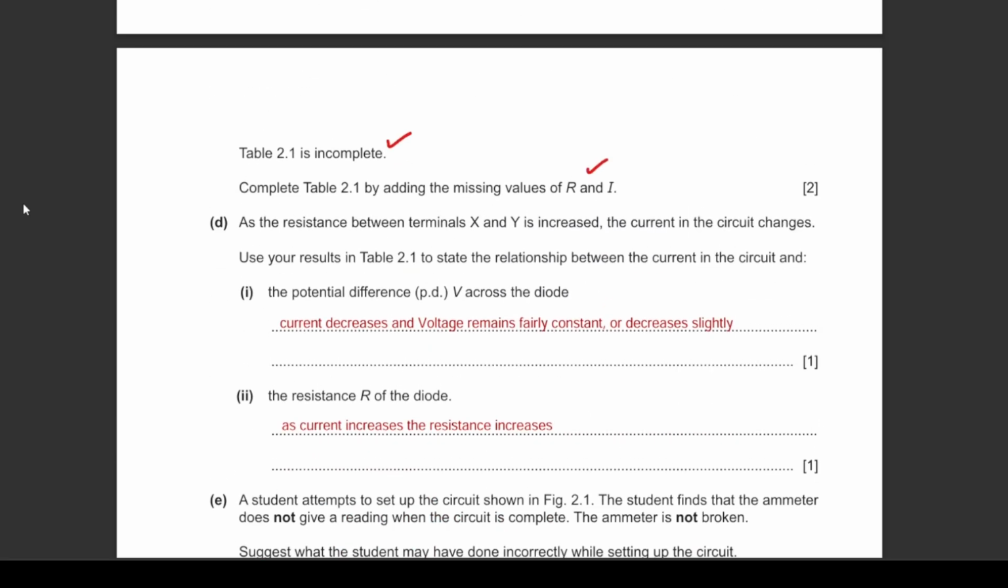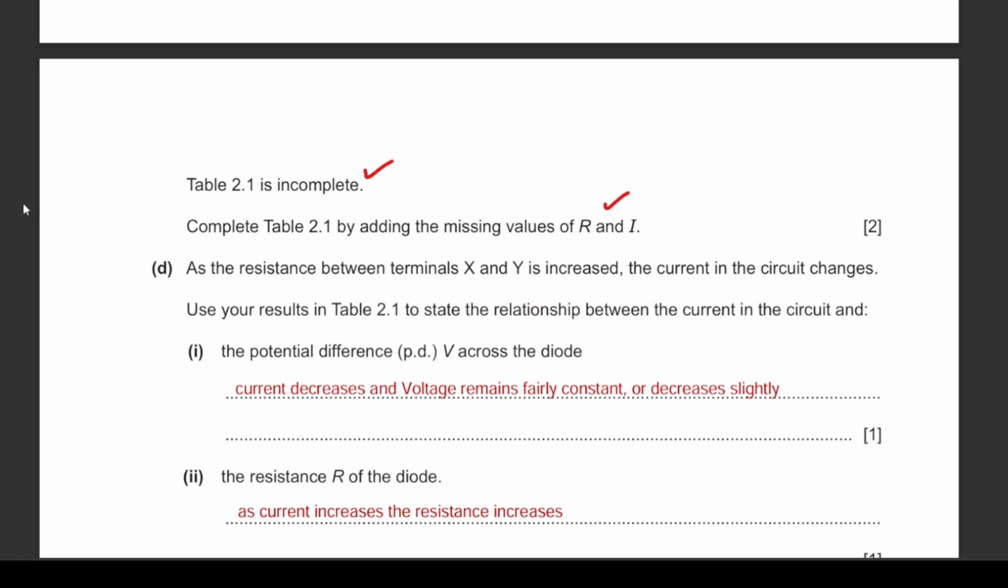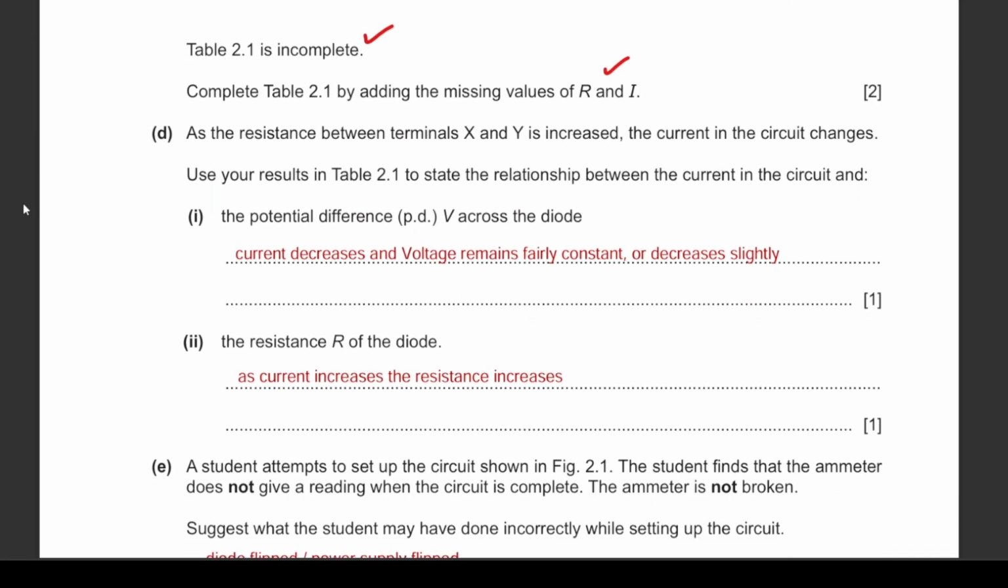He says that the resistance between X and Y, let's just zoom in. As the resistance between X and Y is increased, the current in the circuit changes. Now he is not mentioning how it changes. He's going to expect this from you. Use your table in 2.1, very important to refer to the values, to state the relationship between the current in the circuit and the potential difference across the diode. So we are supposed to explore between current and potential difference for the first part.